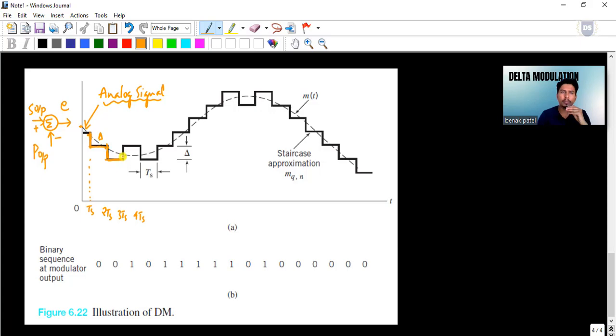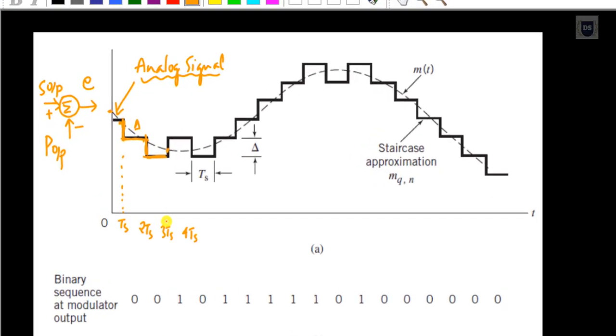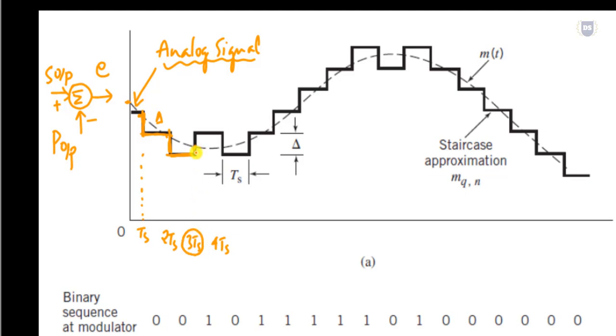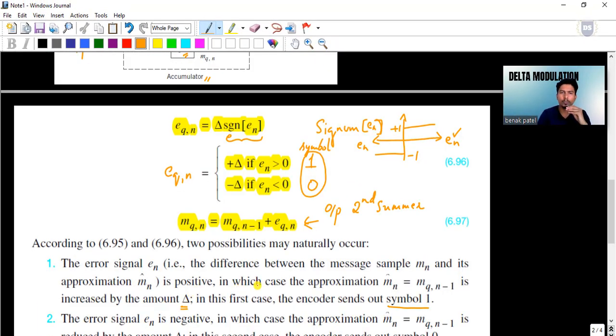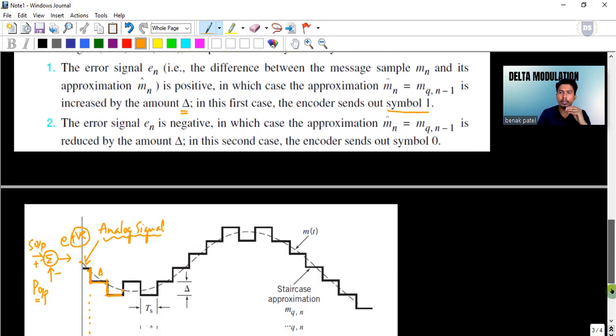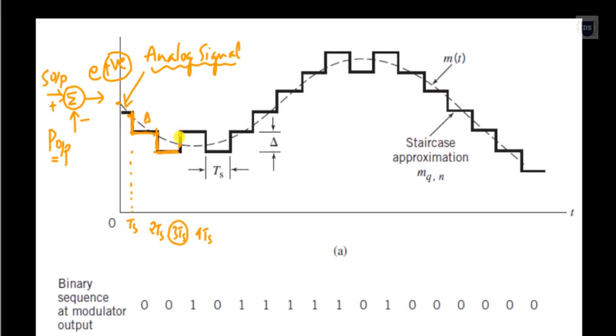And at this point, the sampled value at the third time instant, so at 3Ts, the sampled output is at a higher level compared to that of our predicted output, and because of that, the error value that we'll receive is positive. And when the error value is positive, then m cap n, that is the predicted output, is increased by an amount of delta. So because of that, here we have an increase, and it will remain at the same level till we get our next sampled output.